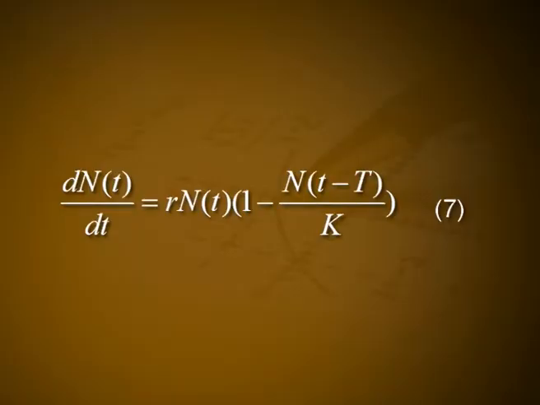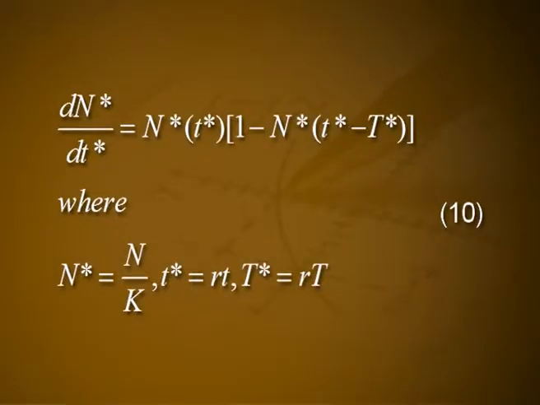The reason we take this grouping is because equation 7 in dimensionless form becomes dn star by dt star is equal to n star of t star into 1 minus n star of t star minus capital T star, where n star is equal to n by K, t star is equal to rt, and capital T star is equal to r into capital T. This simple delay model has been used for several different practical situations.